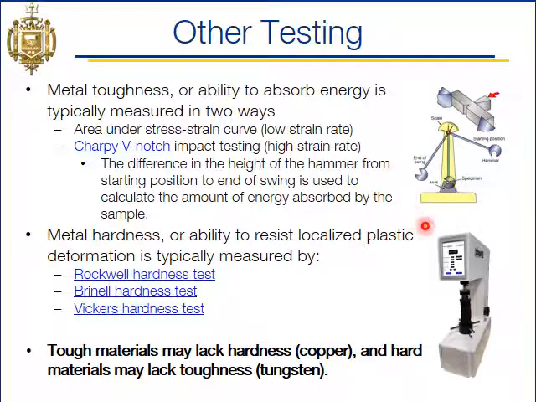There's also another test that's run for hardness. So here's three different variants of a hardness test. Hardness kind of tells you how good this material is at resisting localized plastic deformation. Another way to think about it is how good it is at resisting scratches. So toughness and hardness are not the same thing. They sort of sound similar, but they're not. Toughness is the ability to absorb lots and lots of energy before fracturing, and hardness is the ability to resist localized plastic deformation.